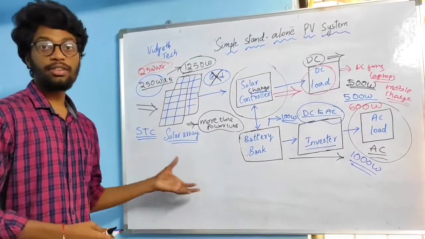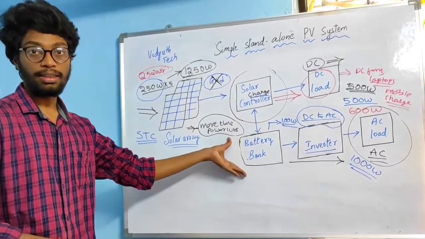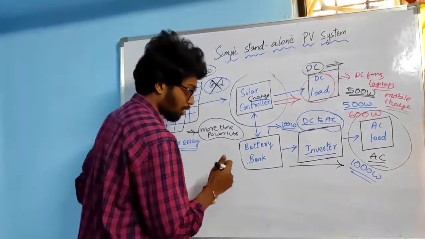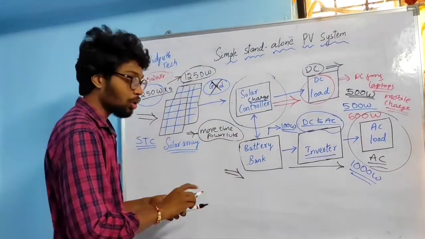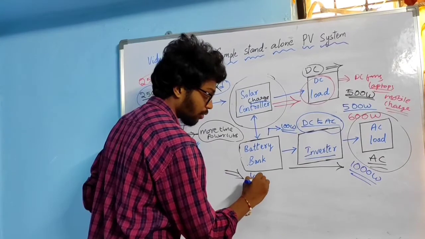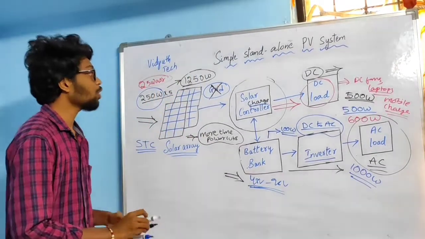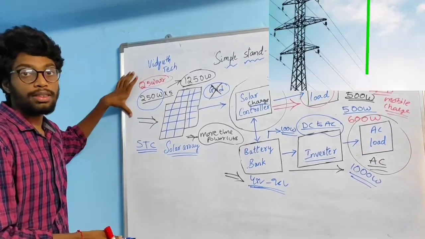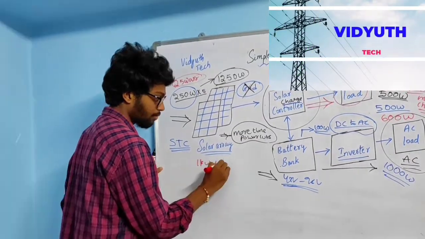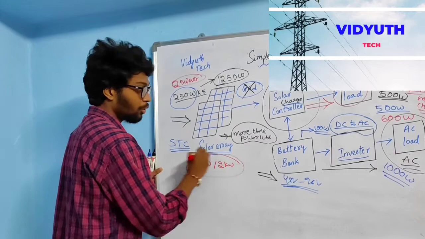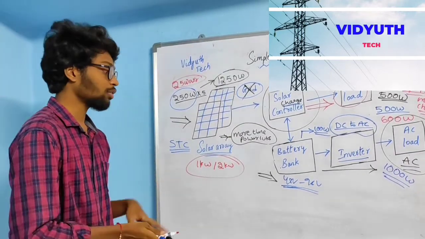Friends, coming to the next disadvantage, here you can see battery banks. You are not going to use them for high voltages. So this is restricted to 48 volts, 96 volts, like that, low voltage. So you are going to use it for a few kilowatts, 1 kilowatt, 2 kilowatt, like that. Make sure of that, friends.